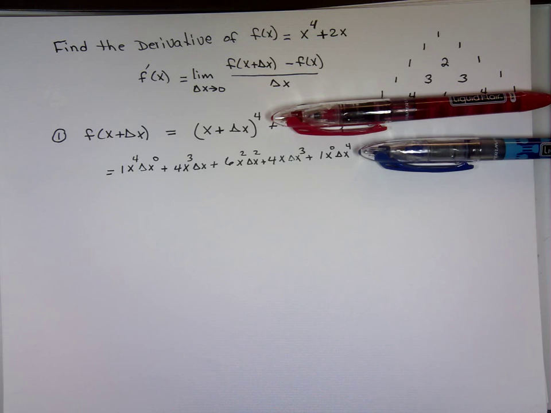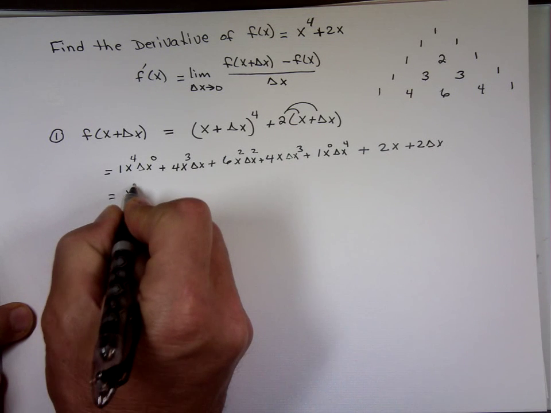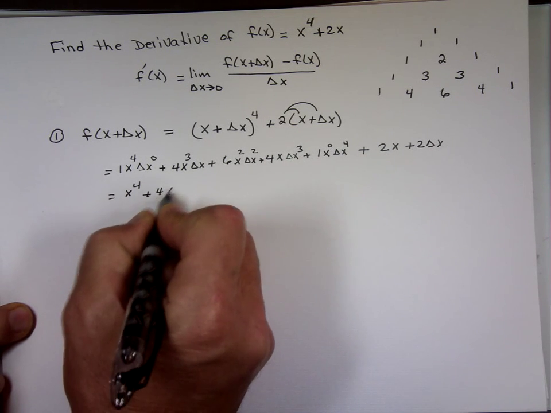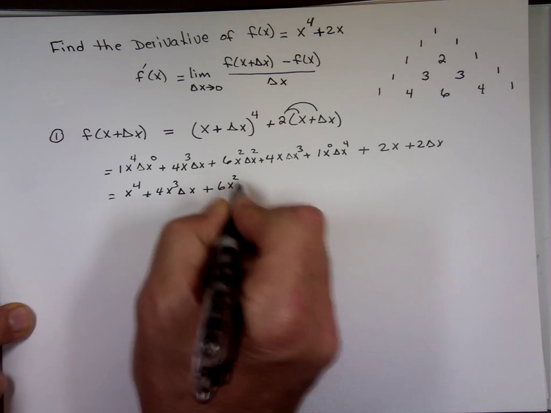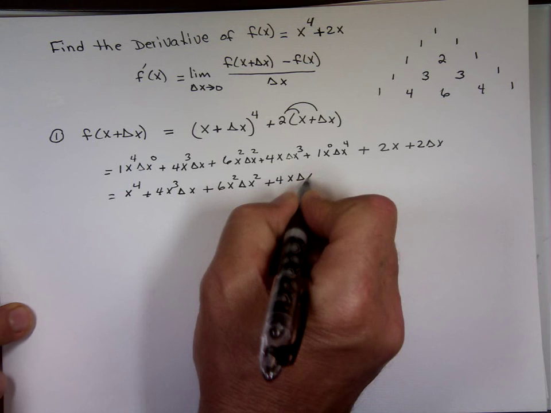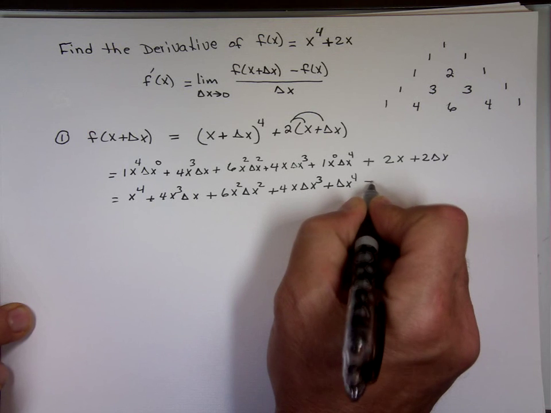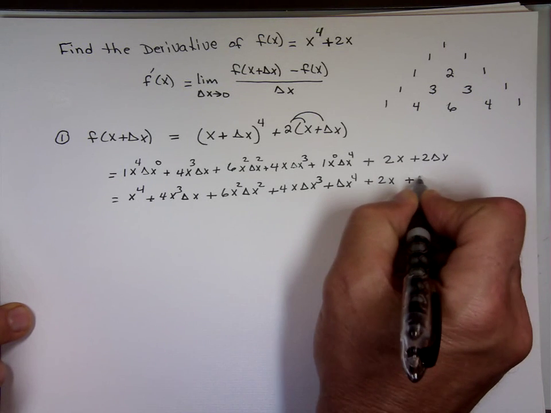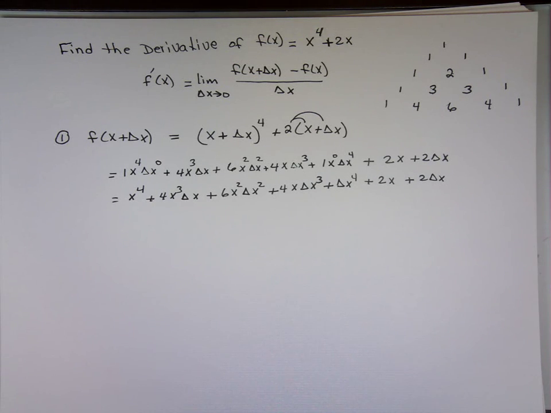Now let's clean it. If delta x to the 0 is 1, that's x to the 4th plus 4x cubed delta x plus 6x squared delta x squared plus 4x delta x cubed plus delta x to the 4th plus 2x plus 2 delta x. That's step number 1. Wonderful. That's the biggest and toughest step.